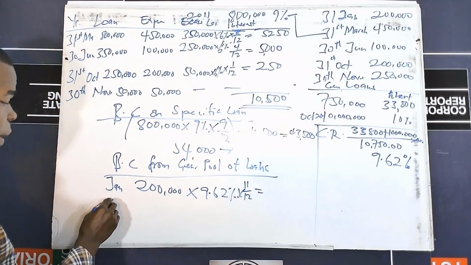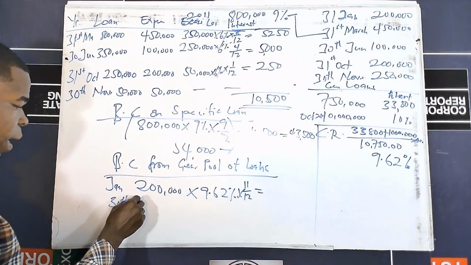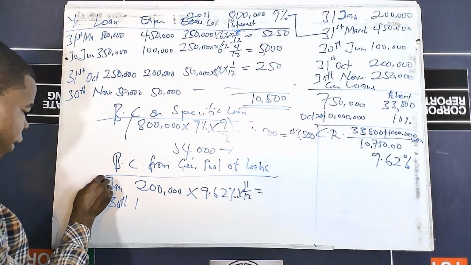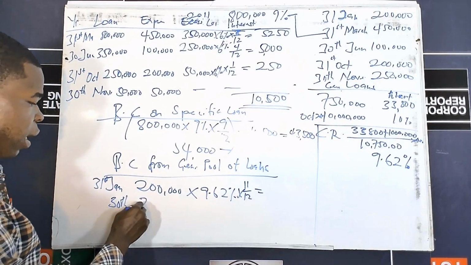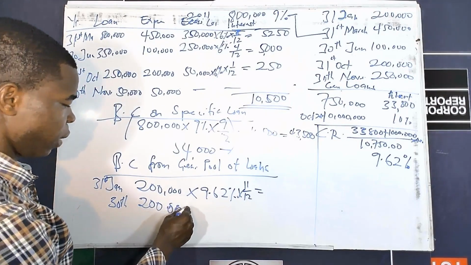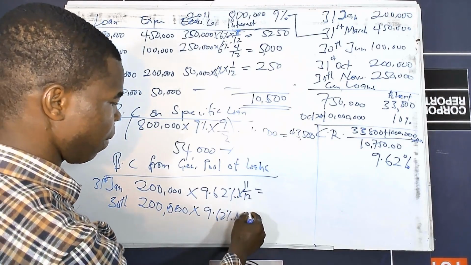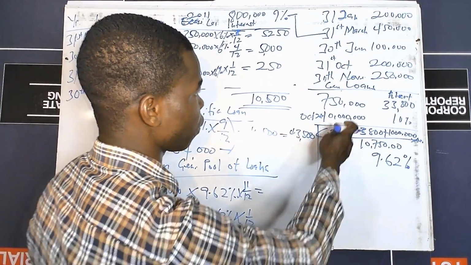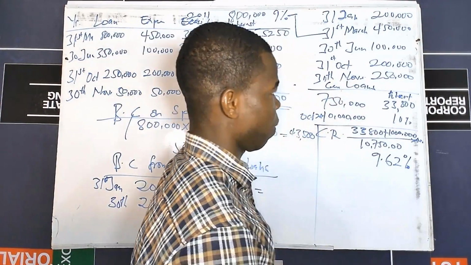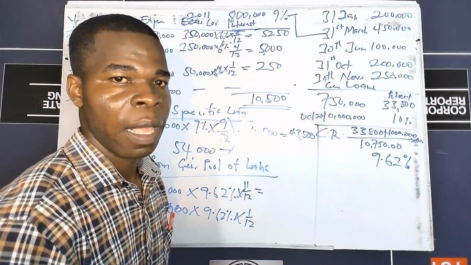And then the last expenditure we were told was 30th November, 31st December for matter. So here we were told that 200,000 again was spent from that, multiplied by 9.62%, multiplied by 1 over 12. Why 1? Because the expenditure is on 30th November and it's just going to take us just one month.